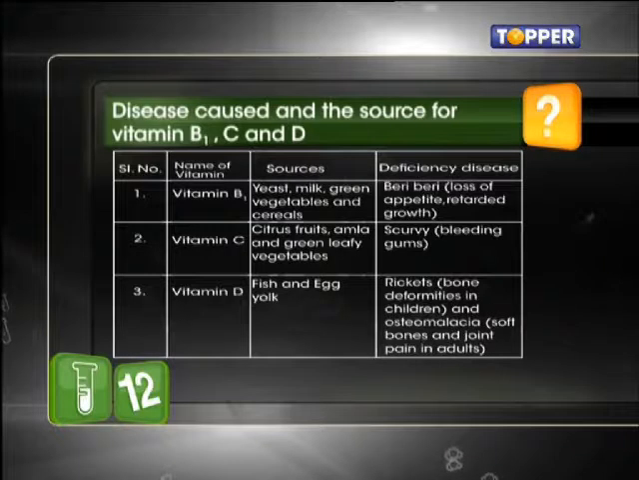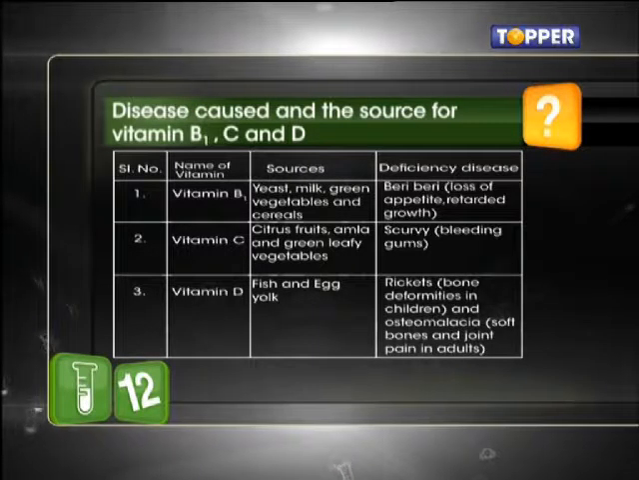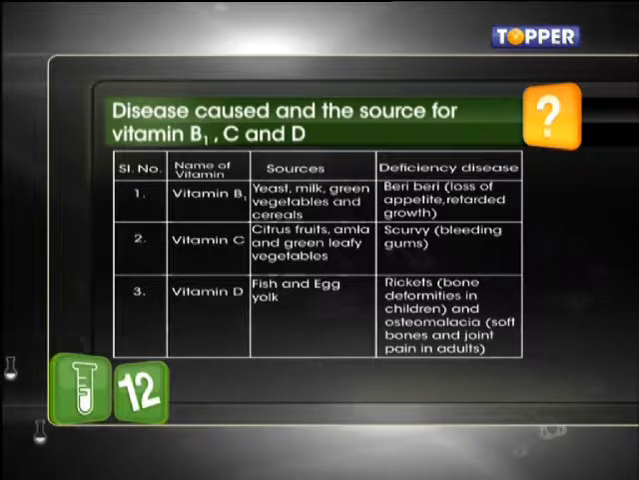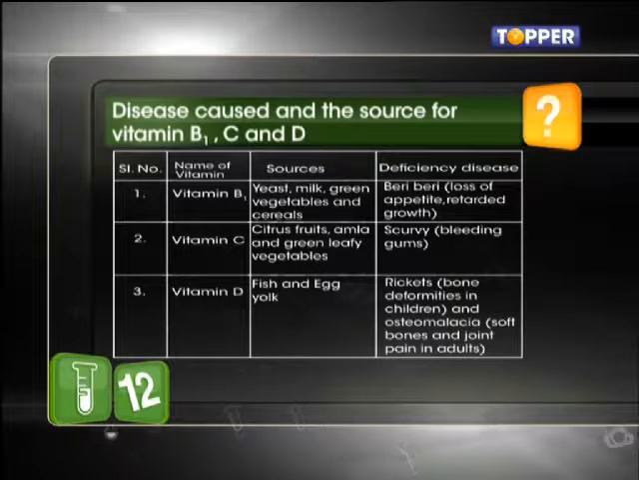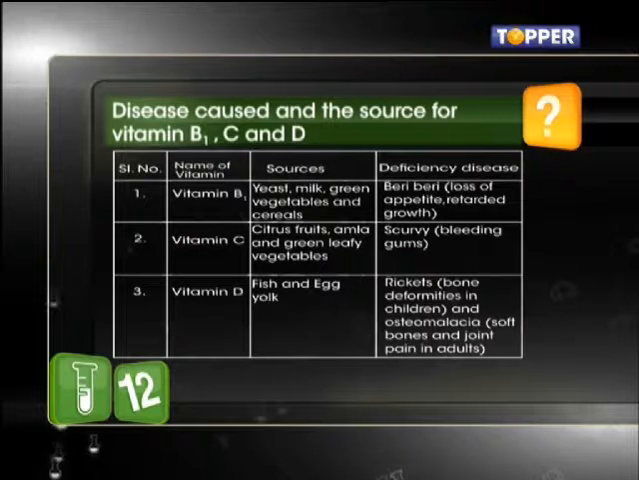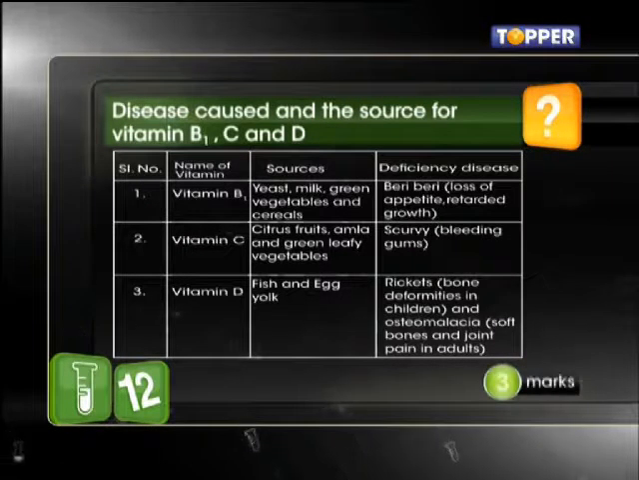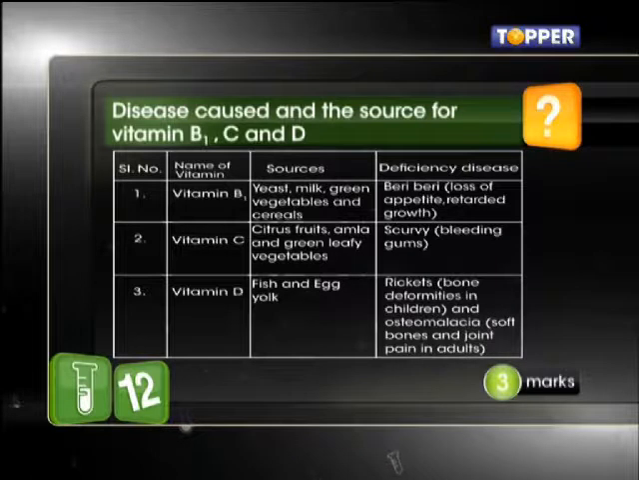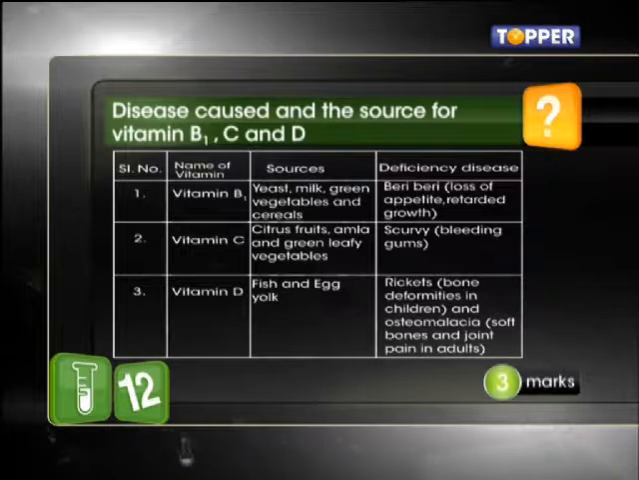And 3. Vitamin D is found in egg yolk and fish. Its deficiency causes rickets or bone deformities in children and osteomalacia or soft bones and joint pain in adults. Don't confuse between the sources and deficiency diseases of various vitamins.